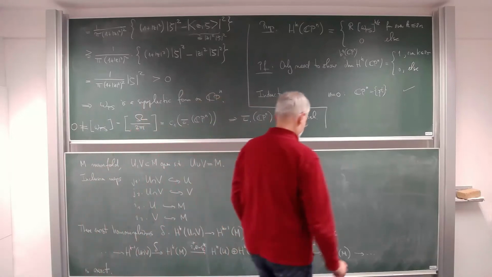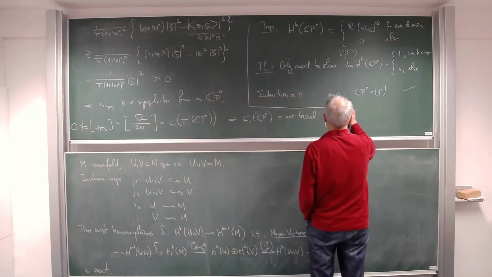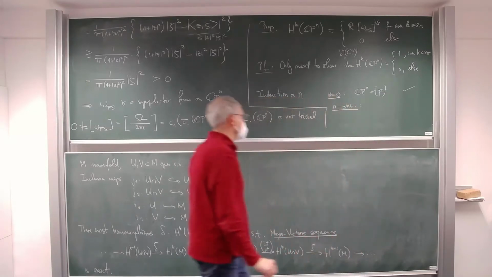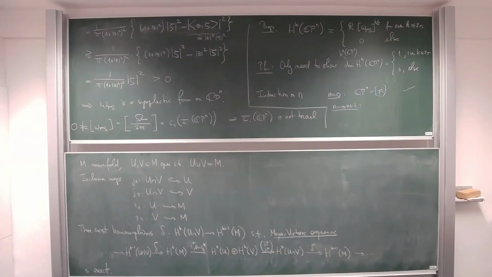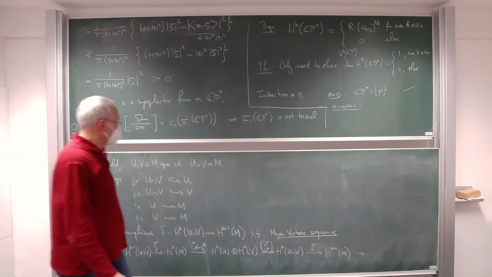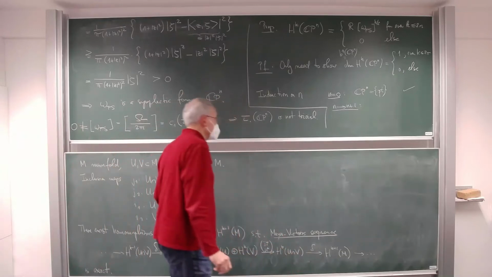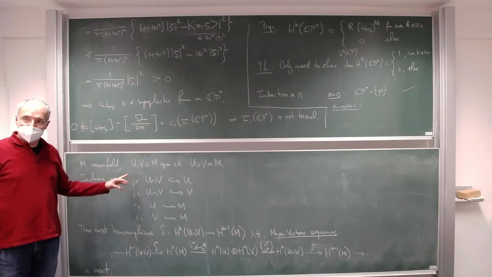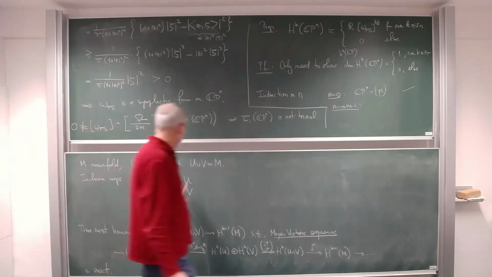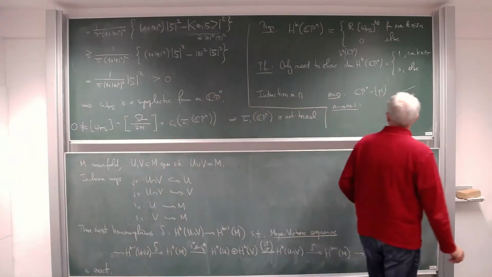That's the interesting part. So suppose we know the statement for CP^n, and now we want to use it for CP^(n+1). And in order to do that, I want to apply the Mayer-Vietoris sequence. So I have to come up with these sets U and V. So how do I define these sets U and V?